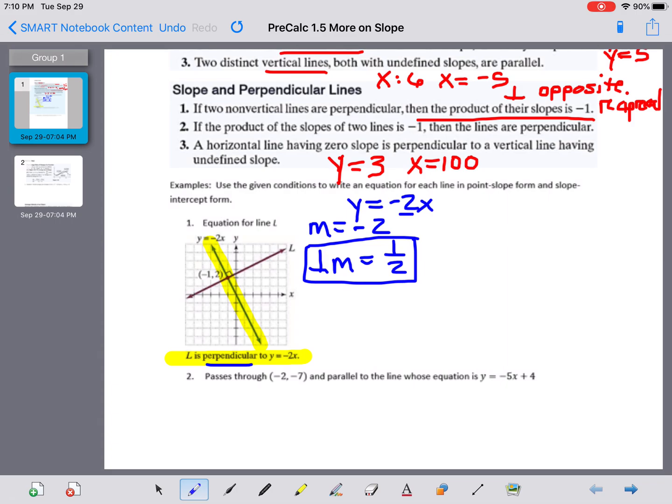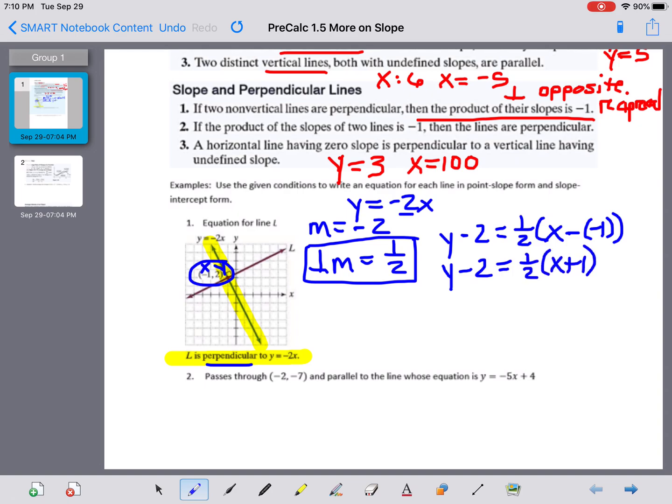I need a point on my L. Well, they gave me one point there, an x and a y. I'm going to use that point. So I'm going to start out in point slope form. Y minus my 2 equals my slope times x minus my x, which is -1. I can clean it up just slightly. Y minus 2 equals 1/2 times x plus 1. And there's my point slope form.